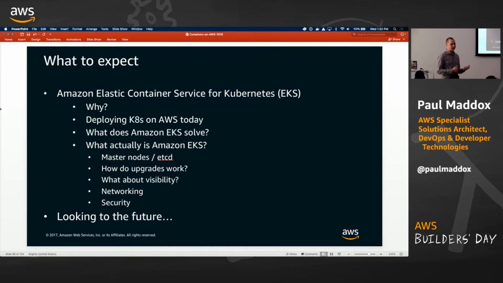Right, it's a managed service. What are the trade-offs with a managed service? Normally, there are trade-offs between convenience and visibility. So I'm going to talk you through that, and hopefully by the end of this session, you have a really good understanding of what EKS is going to provide and what it's going to solve for you. Finally, we're going to talk a bit about the future of EKS as we see it in Kubernetes on AWS.